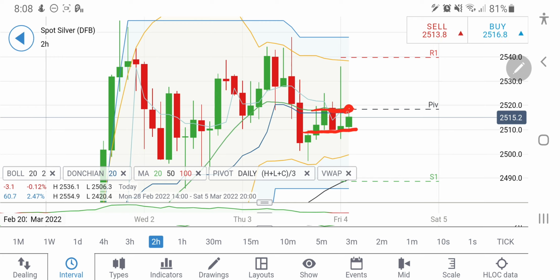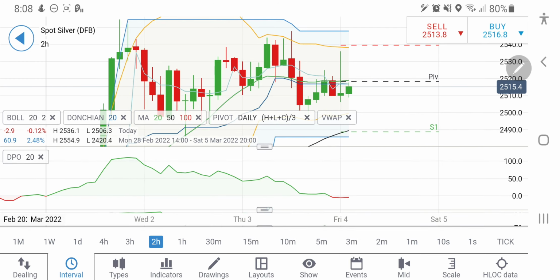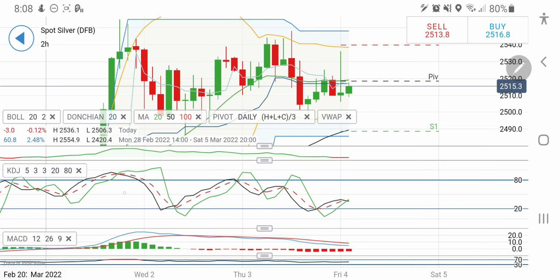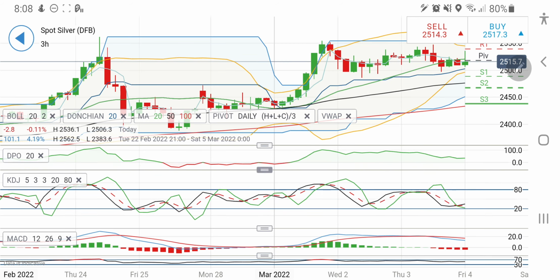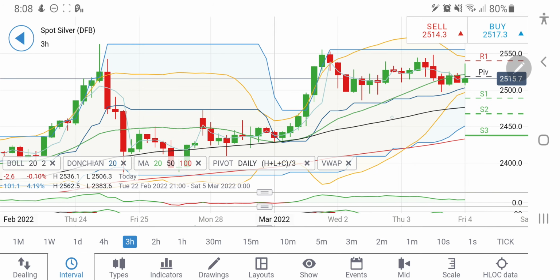So the resistance zone is here at around 2520. Once it breaks 2520, potentially one can expect it to continue with this bullish momentum. There's support at around 2510. No trade zone between 2500 to 2520 levels. Also look at this, the stochastic on the 2-hour charts is near the bottom and it is again looking downwards, and the 3-hour charts stochastic is also near the bottom here.